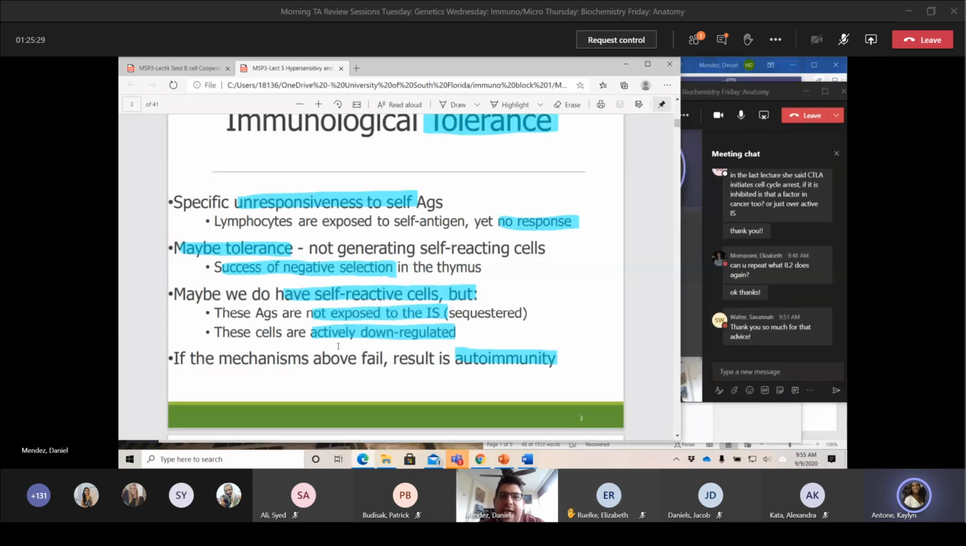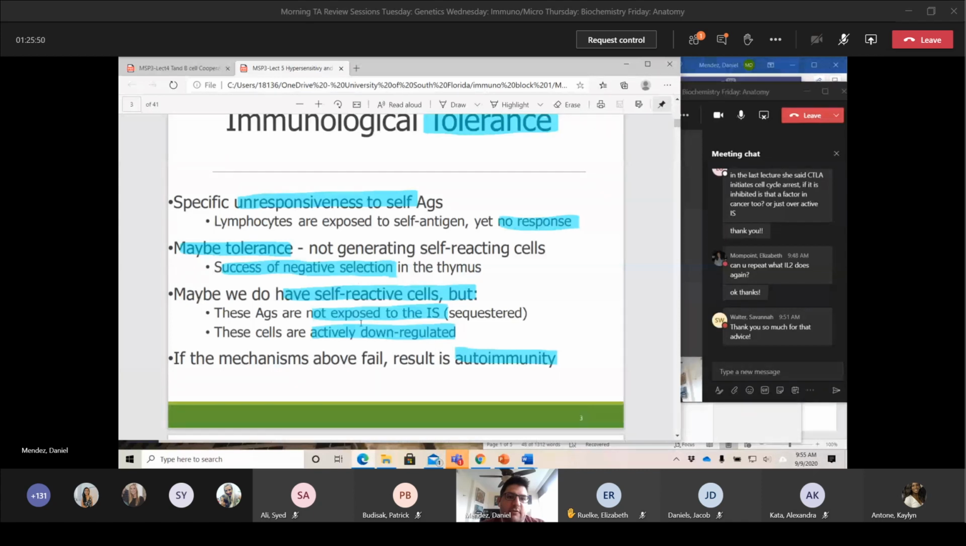So there's lack of negative selection, so not killing those cells that overreact. Then there's lack of the cells that present. Remember, we have those specific cells in the thymus that present self. If we don't have those, then we don't have any sort of positive selection or negative selection at all because we can't see how they react.